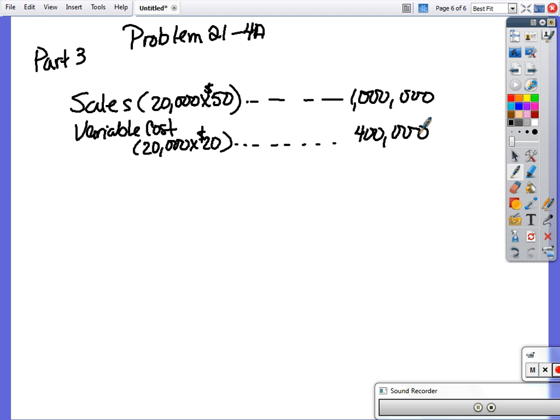What's next? We have contribution margin. And that just verifies what you have been doing this whole time, right? What's your contribution margin? 600,000.